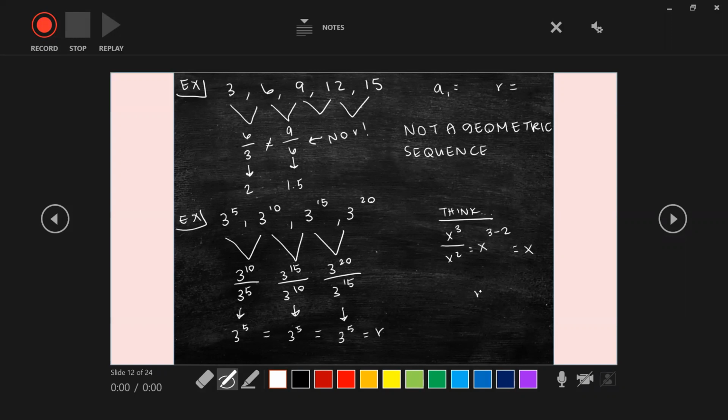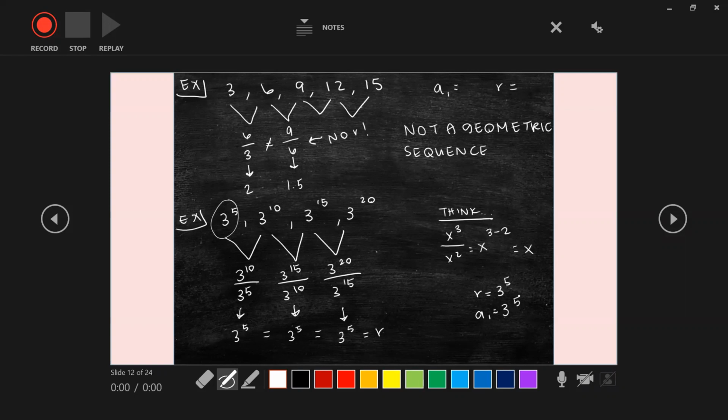So my R is going to be 3 raised to the 5th power. Now, what is my initial condition, a sub 1? 3 to the 5th, because that's our first term. That one wasn't too bad.